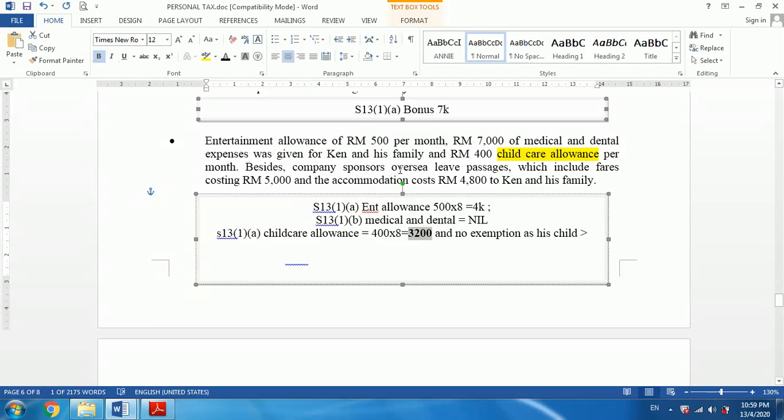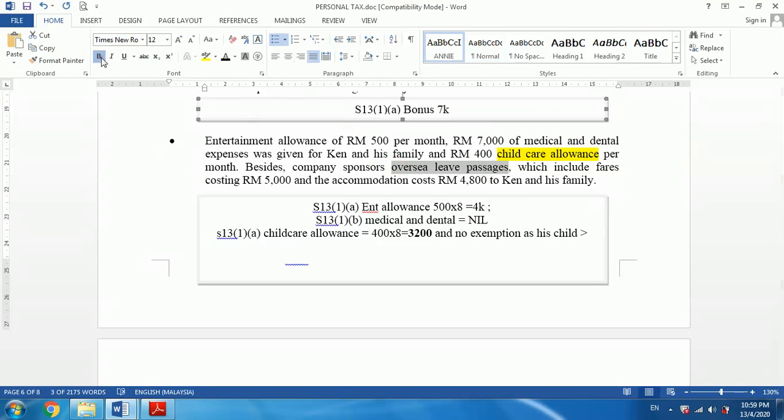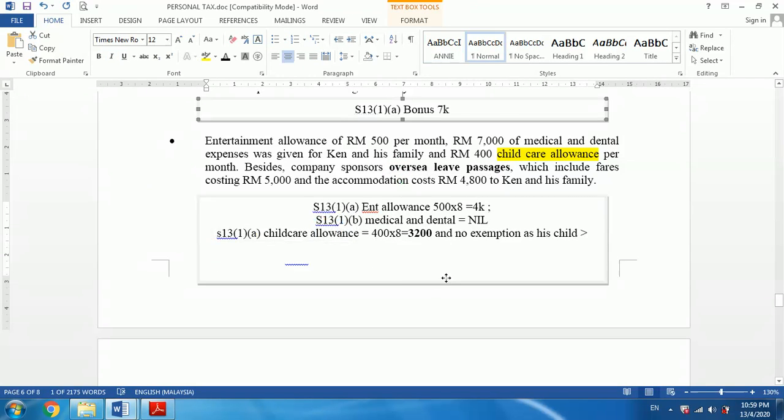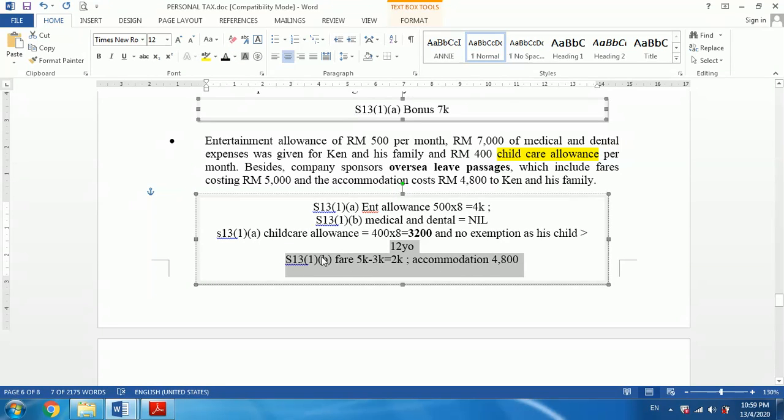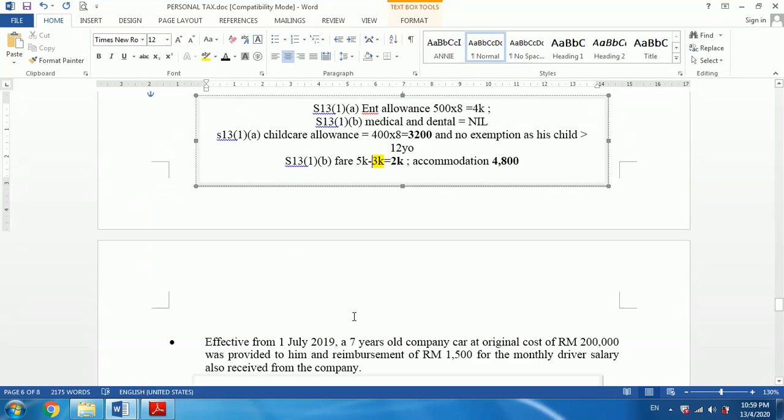And next one, which is the overseas leave passage. The overseas leave passage will be under 13(1)(b). So for 13(1)(b) leave passage, the FF is 5,000. Remember, 3,000 is exempted, so 2K will be taxable. And the accommodation 4,800 will be fully taxable, so no exemptions on that. I want you guys to remember that for overseas leave passage, the 3K exemption applies only on FF.